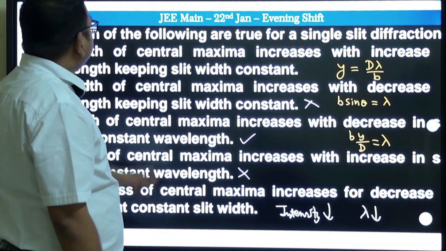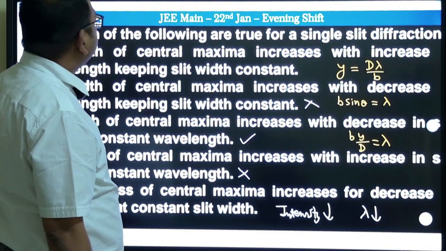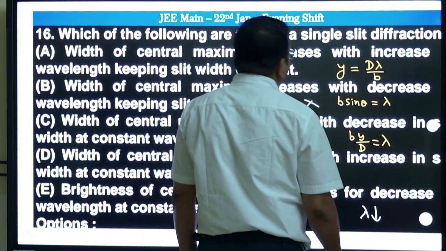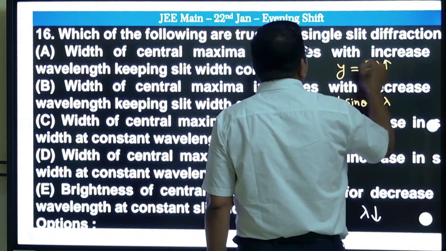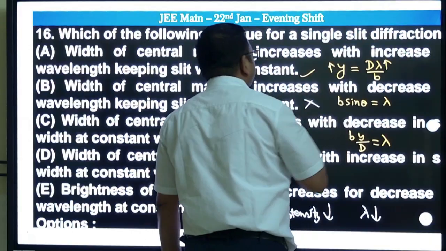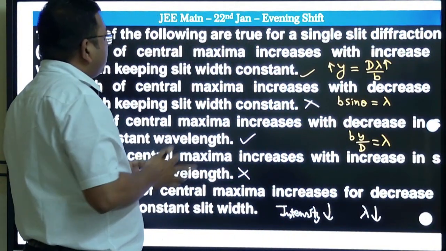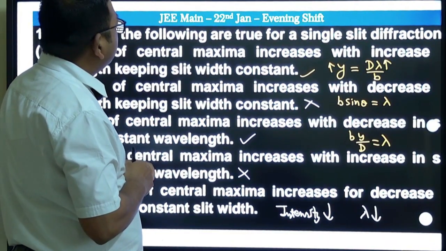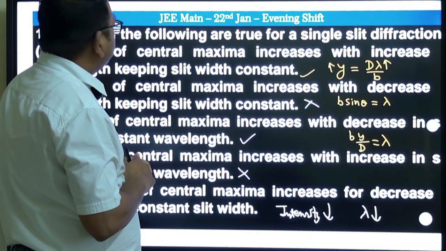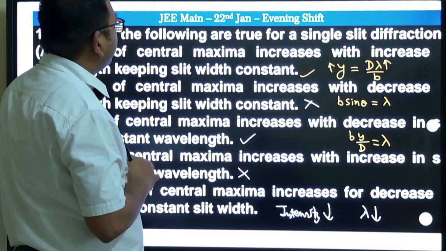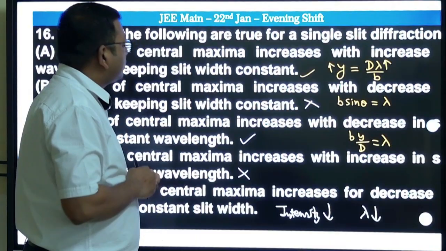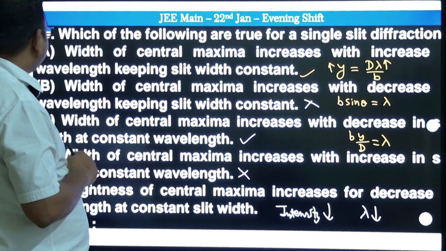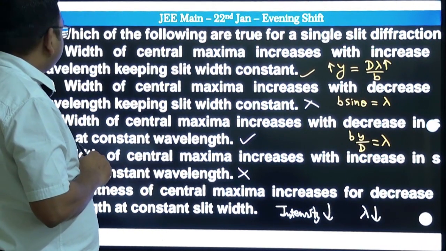So what about the width of central maxima increasing with increase in wavelength, keeping slit width constant? If you increase that, then this is correct. A must be correct. What about the width of central maxima increasing with decrease in wavelength? Wavelength is decreased, so this is wrong. The width of central maxima increases with decrease in width at constant wavelength.